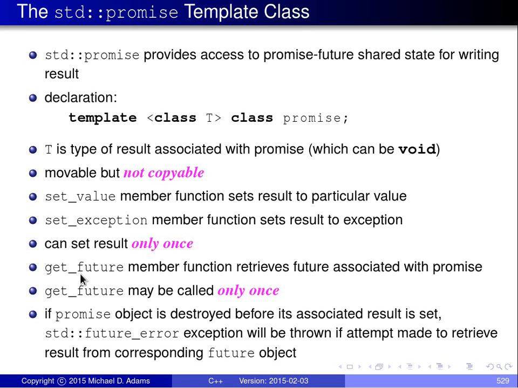And then lastly, if a promise object is destroyed before storing any result into the shared state associated with that promise object, the result in the shared state will be set to a future error exception. And this will lead to an exception being thrown if an attempt is later made to retrieve the result from the corresponding future object.